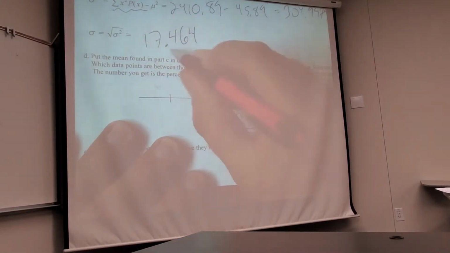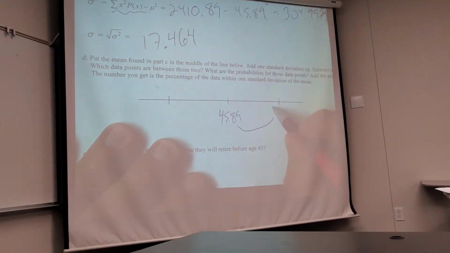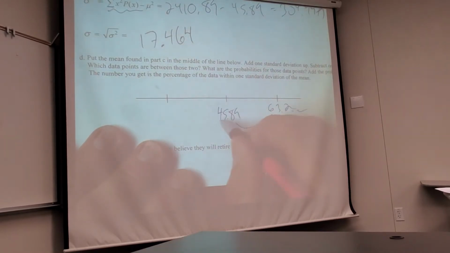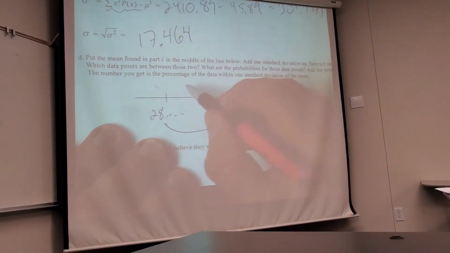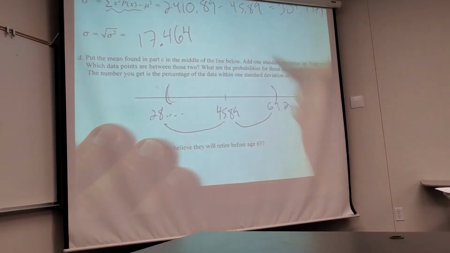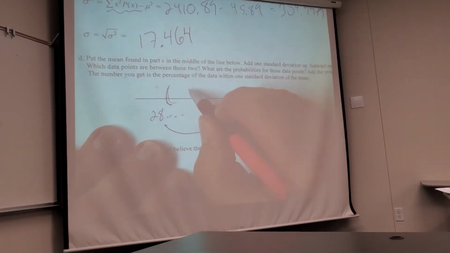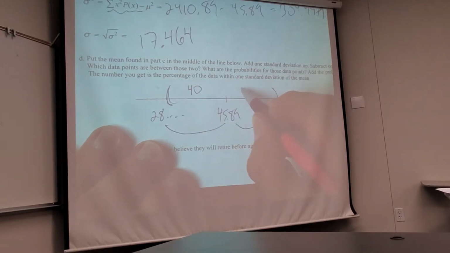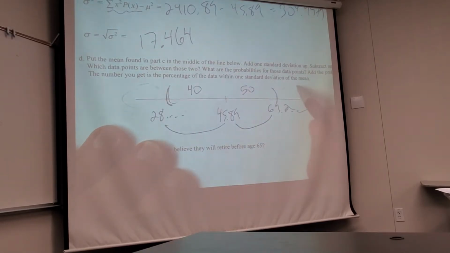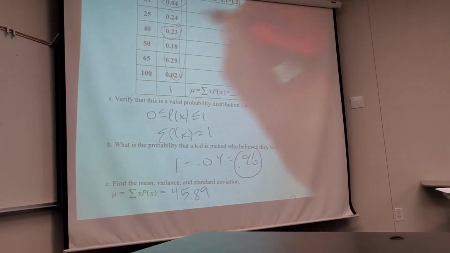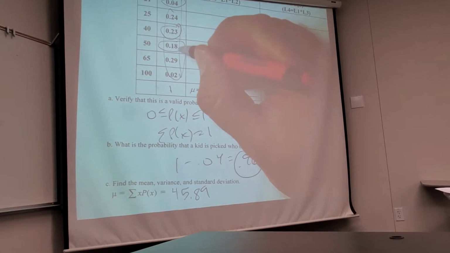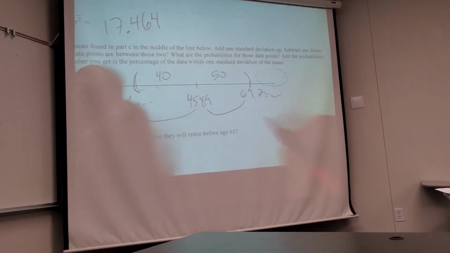So if I take one step up, that gets me to where? 63 point whatever. And then if I take one step down, 28 point stuff. And then I always do this for myself. What numbers did I catch in there? All the 40s and the 50s. The 21s and 25s are over there. The 65s and 100s are over there. If I caught all the 40s, that's 23% of the data so far. I also caught the 50s, which is an additional 18% of the data. So I caught a total of 41% of the data.